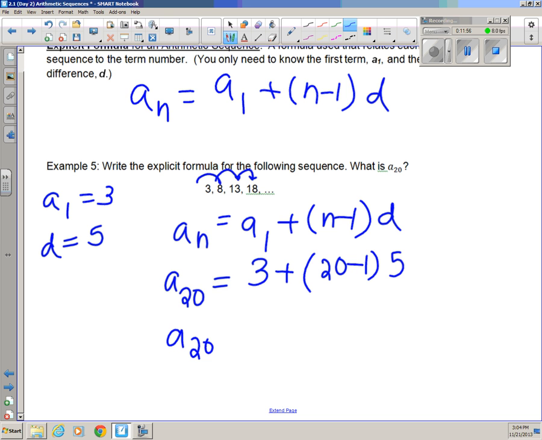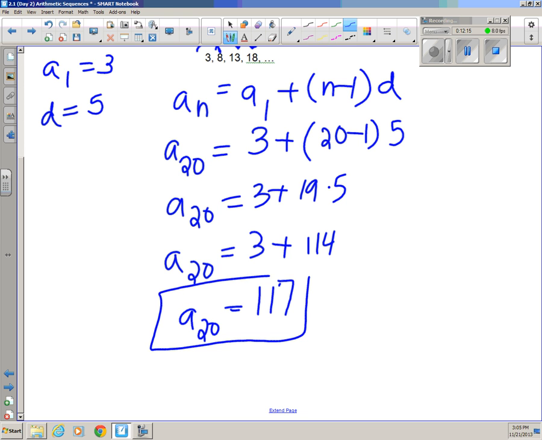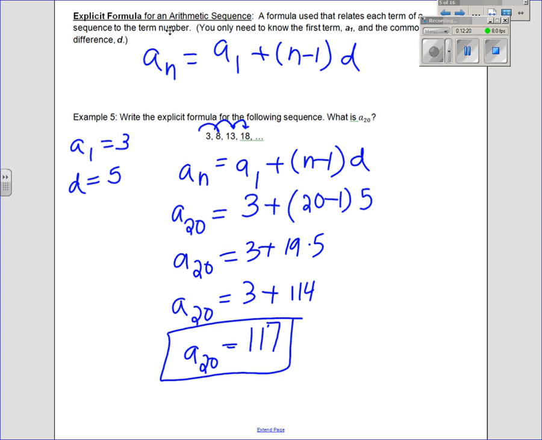So a sub 20 is 3 plus 19 times 5. A sub 20 equals 3 plus 114. So my 20th term of that whole sequence is 117. Okay, so make sure that you're okay with that. As long as you know the first number and you know your common difference, you can find any number in that sequence.